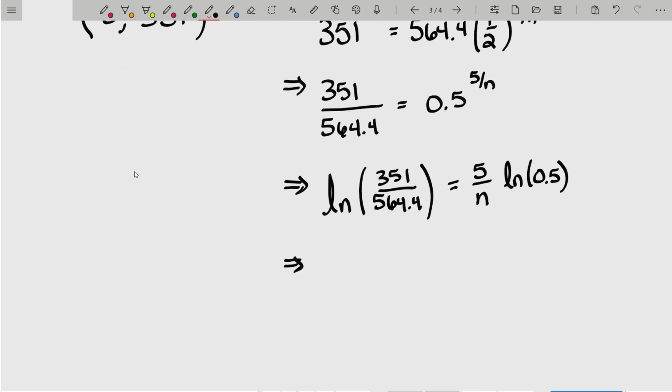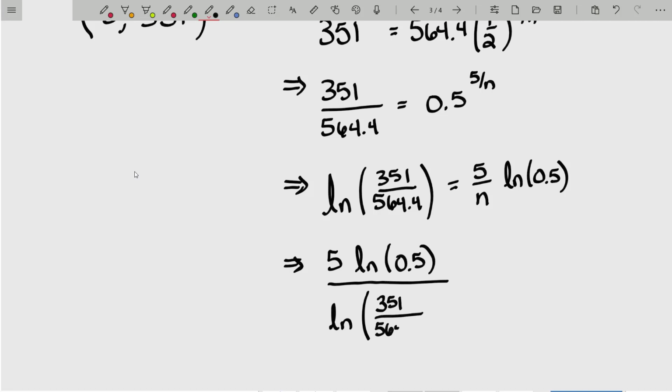I'll divide both sides by 5 times the natural log of 0.5, and then I'll take its reciprocal. So that means that my end result will look like this. And because you're in college algebra, so this is transfer level, you should be able to kind of follow that logic, or pause the video and go ahead and compute for yourself. That's a good way to do it.